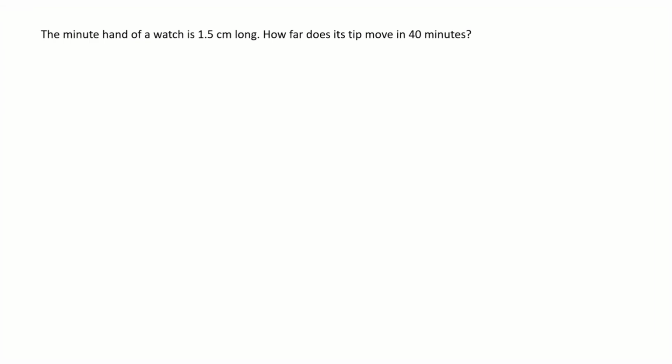Next question. The minute hand of a watch is 1.5 centimeter long. How far does its tip move in 40 minutes? We know that 1 revolution is equal to 60 minutes of a watch. 40 minutes completes how many revolutions? That will be equal to 40 by 60, that is 2/3 of a revolution.